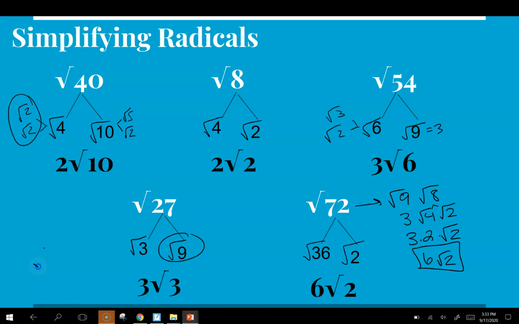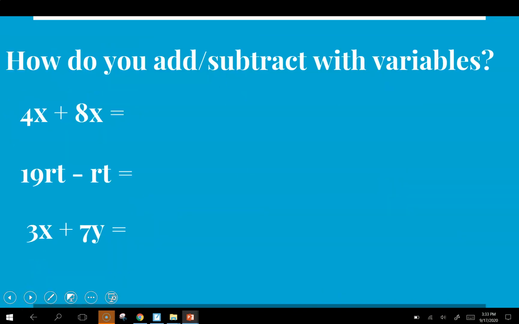All right, so why are we doing this? Well, because they're going to help me with adding and subtracting radicals. We're going to add and subtract them together. So adding and subtracting radicals, let's remember adding and subtracting variables. If I had 4x plus 8x, that gives me 12x. 19RT minus 1RT gives me 18RT. All right, 3x plus 7y, I can't do it, right? It stays that way. So what was I doing? I was combining like terms.